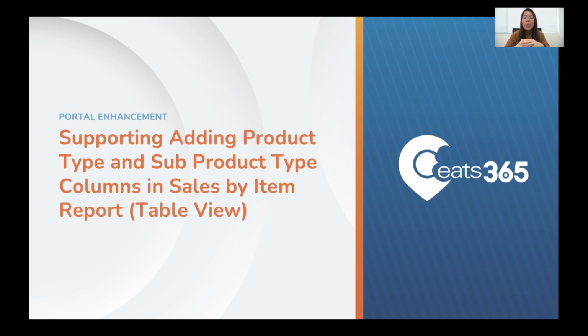Okay, last but not least, let's take a look at the enhancement related to reporting. For our sales by item report, we now support adding product type and sub-product type columns in the table view, making it easier for you to track the types of items sold in the report. To include this information in your sales by item report, you can do it via the merchant portal.